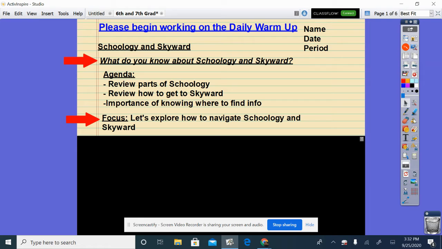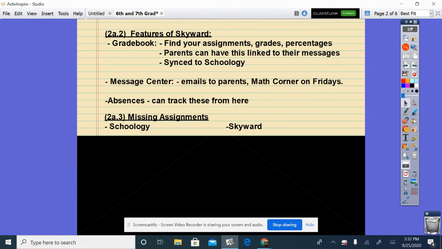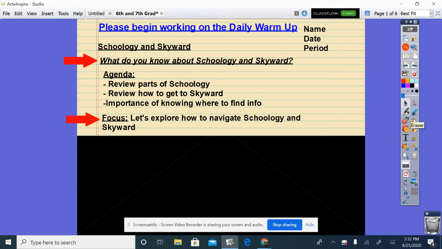Every class will begin, make sure you have your notebook ready to go, by doing the daily warm-up, which will be a separate video for students to use. That's what that message up there is, because every class it will be up. I want to reinforce beginning to do the daily warm-up at the beginning of class. The red arrows indicate what you should be writing down in your book: what do you know about Schoology and Skyward. The agenda is to review parts of Schoology, review how to get to Skyward, and the importance of knowing where to find the info.